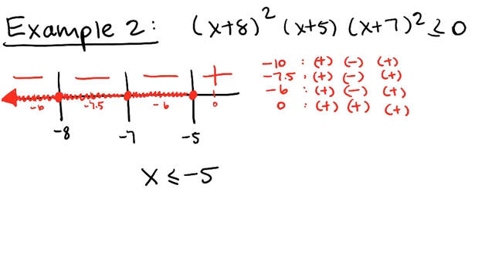If you wanted to write this as an interval, you would say this runs from negative infinity up to negative 5. Now we want to include negative 5, so we're going to use a square bracket. But you don't include negative infinity because negative infinity is not a real number, and so use a curved bracket. Again, whatever you like.